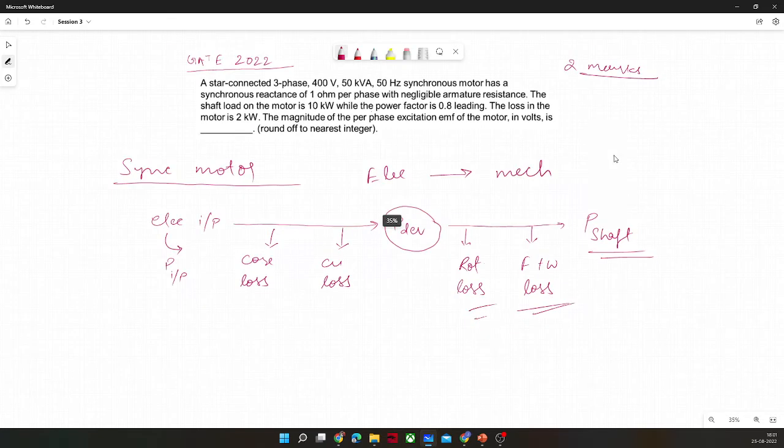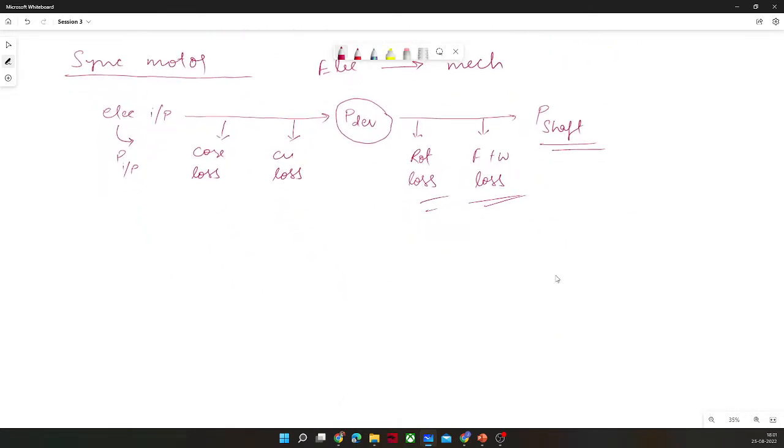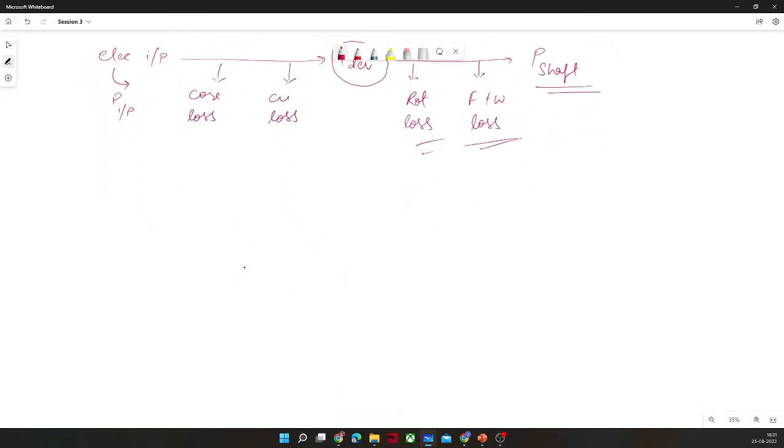Now, let us see in terms of equivalent circuit as well. It is indicated in terms of lumped parameters. VT, terminal voltage.